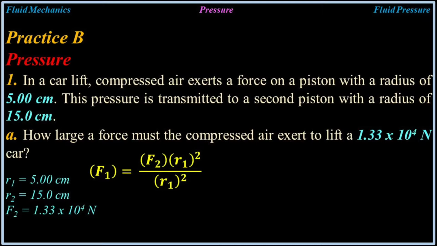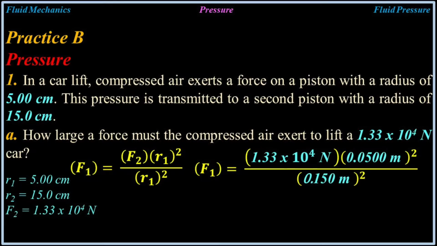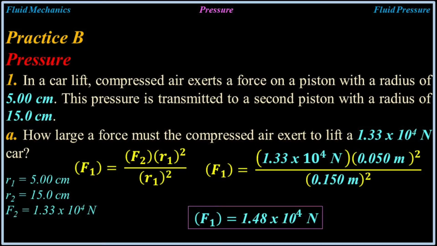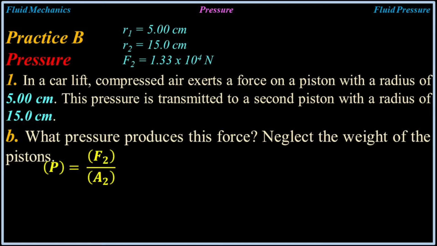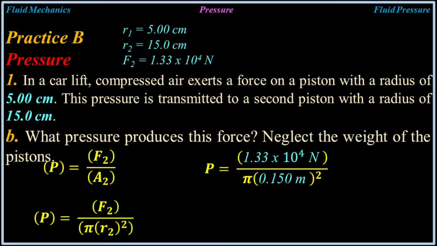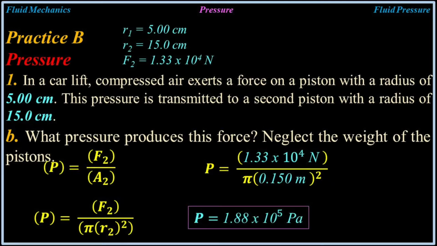I'm bringing the equation forward to give myself some more room. I'm going to plug in, and I'm going to calculate. And it's 1.4 times 10 to the fourth newtons. What pressure produces this force? Neglect the weight of the pistons. Well, there's my pressure equation, and I'm going to plug in. Don't forget the pi r squared, and I have 1.88 times 10 to the fifth pascals.